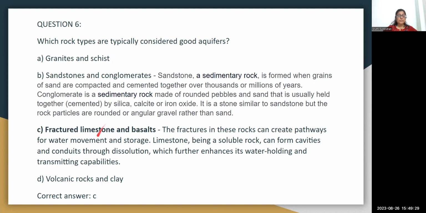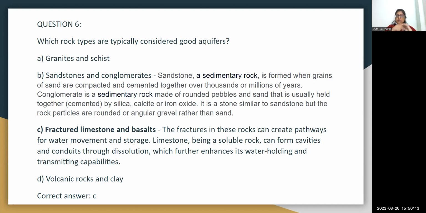So again, when I look through sandstone and conglomerates: sandstone is a rock that is formed when grains are compacted together, and conglomerate is when rounded pebbles and sands are held together. That is the difference between a sandstone and a conglomerate. So these are also good aquifers, but when you compare sandstone and fractured limestone, limestone and basalts are the better aquifers, because limestone is soluble, it can get dissolved by the water that is flowing through it. It forms a better aquifer when compared to sandstones and conglomerates.